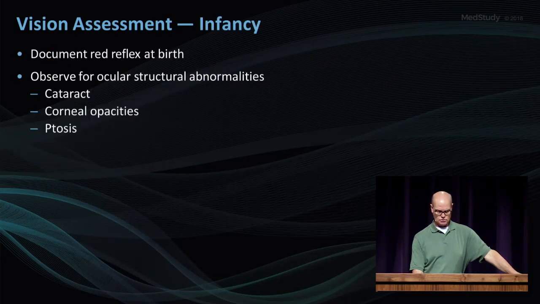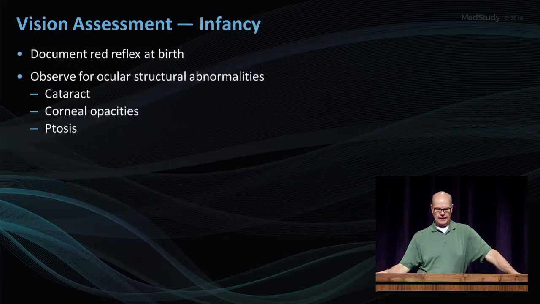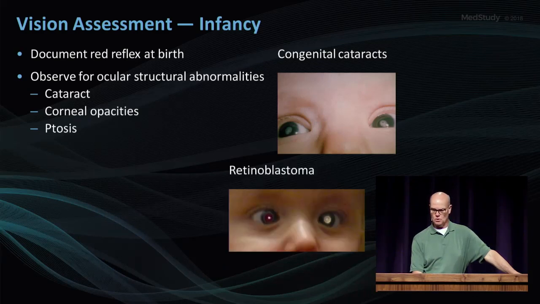So we talked about vision assessment in adolescents, 12, 15, and 18. Know also that vision assessment should be performed in the younger age group at these particular ages. How do you do so? In infancy, be sure to document the red reflex, observe for cataracts, corneal opacities, ptosis. I would add coloboma to that. Congenital cataracts are illustrated here.